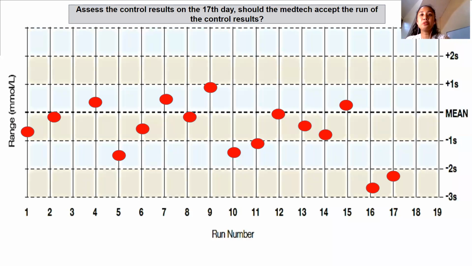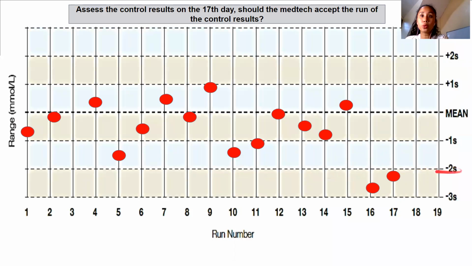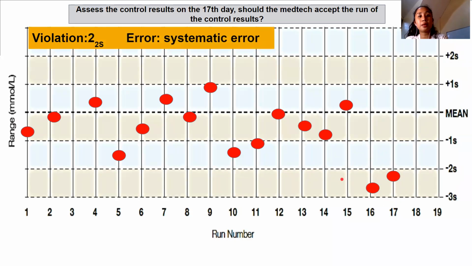Tignan naman natin yung 22S. Ganitong itsura ng 22S. So, pareho silang lumampas ng 2S. Tapos may pagkamalapit sila. So, dito na nagsisimula ang systematic error. So, ang tawag sa error na to is 22S. So, anong interpretation nito? Out of control to. Systematic error siya.